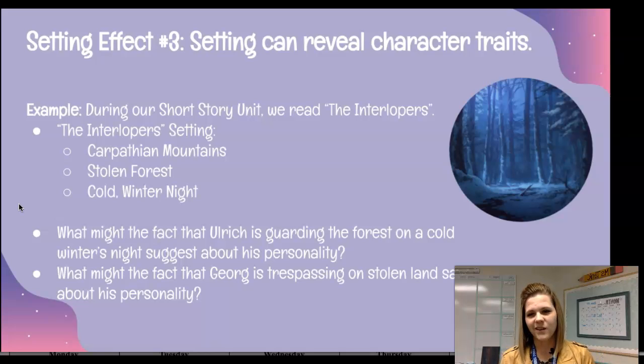Another question, what might the fact that Georg is trespassing on stolen land say about his personality? That might suggest that he doesn't care what the law says. Remember, the court of law said, Georg, this land is not yours, but he still trespasses anyway. So that might reveal that he doesn't really have respect for authority, and he feels like that land belongs to him. So again, setting can play a really big role in terms of how the story plays out.